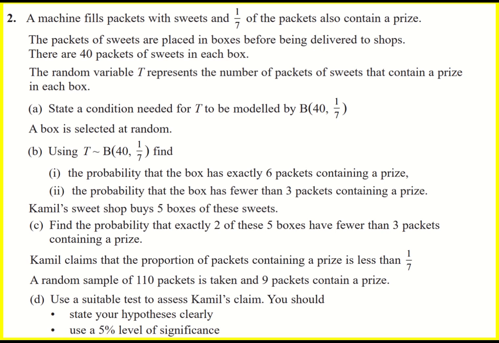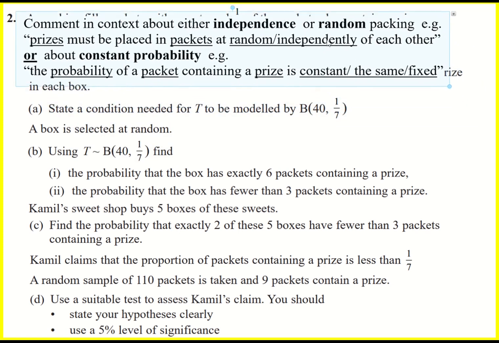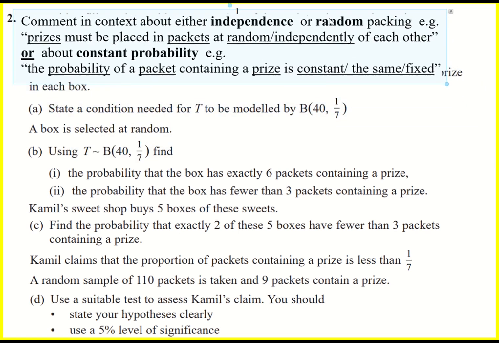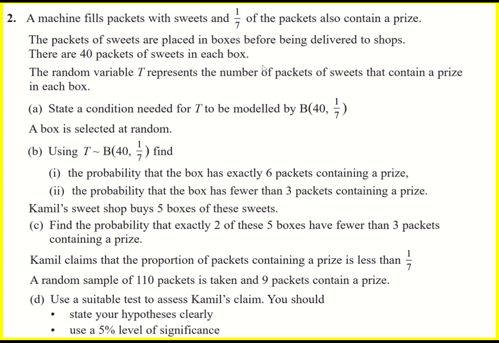But just make sure you give context, because it does say state condition needed for T to be modeled by B. So I said the sweet packets must be picked independently, independent of one another. Here's the mark scheme. It does say context, independence, or random packing. Prizes must be placed in packets at random or independently of each other, or about constant probability. The probability of a packet containing a prize is constant, the same, fixed. So that's what you need to go with.